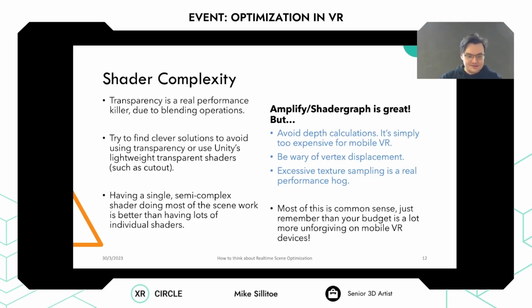And remember that having a single semi-complex shader doing most of the work is better than having lots of individual shaders. As I say, it's just because the system can only handle so much being drawn at the same time. And the more things that need to be drawn, the longer the frame takes to render. So fewer batches means fewer things being drawn, which means a faster frame time. And for VR, it's really essential that you hit that 72 frames per second.